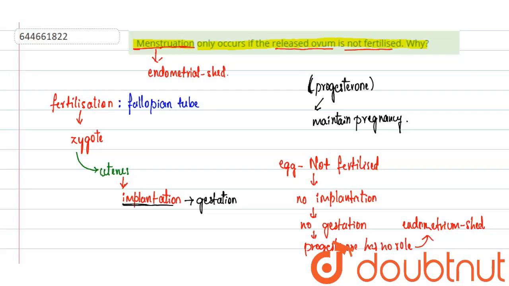So if the ovum that is released is not fertilized, all these processes happen and finally the endometrium is shed, and that is nothing but the menstruation phase. This is the reason why menstruation only occurs if the released ovum is not fertilized.